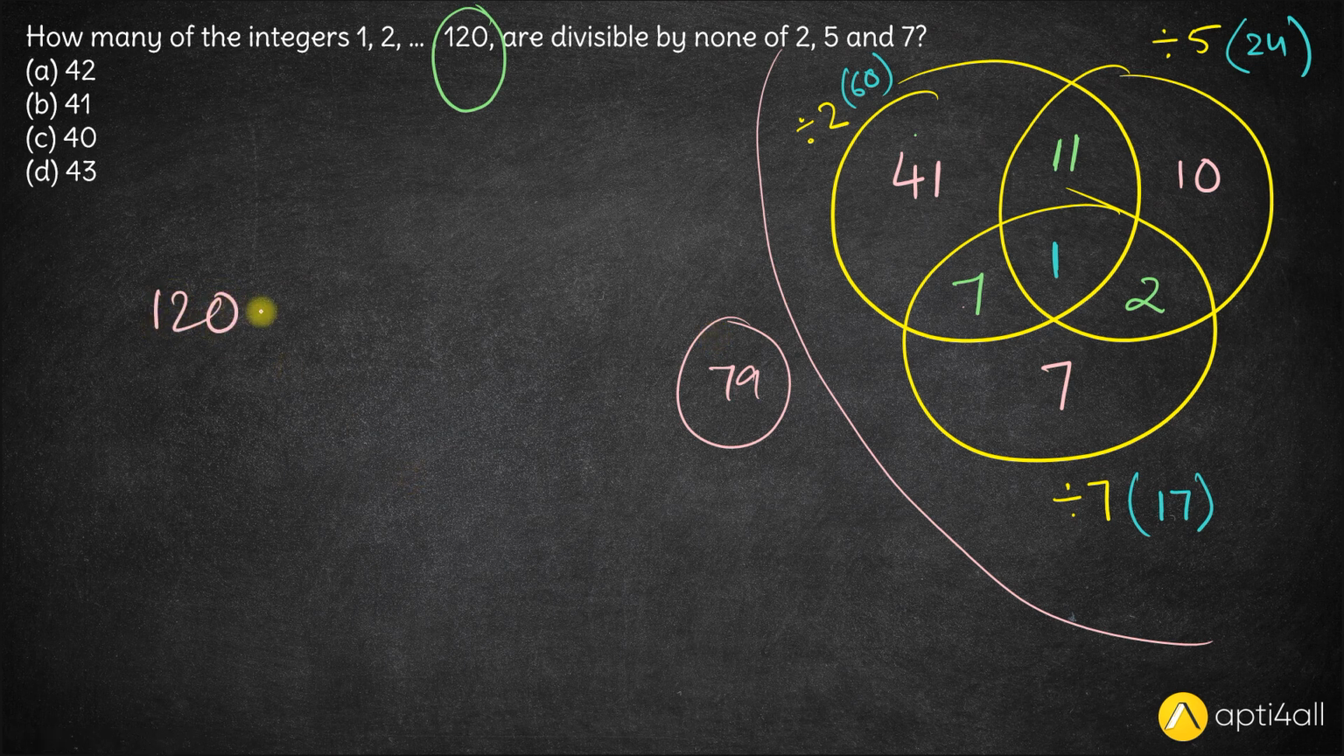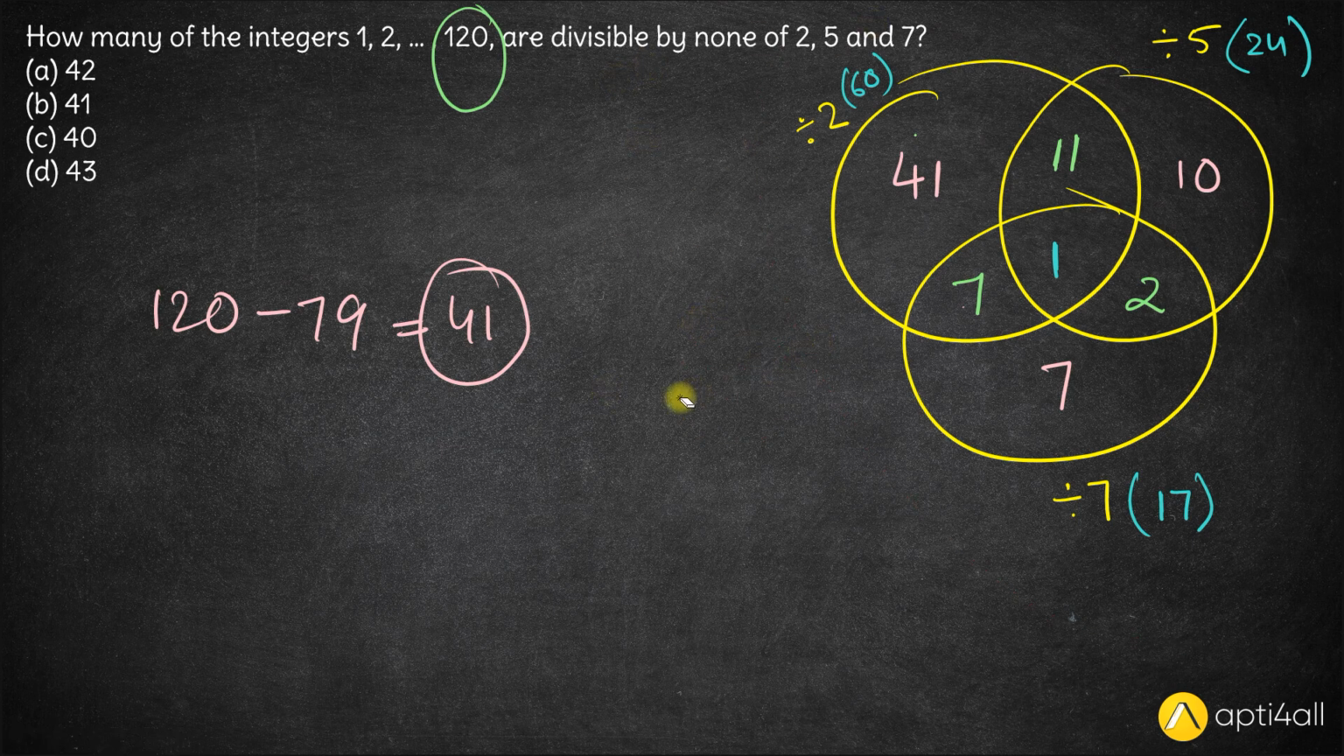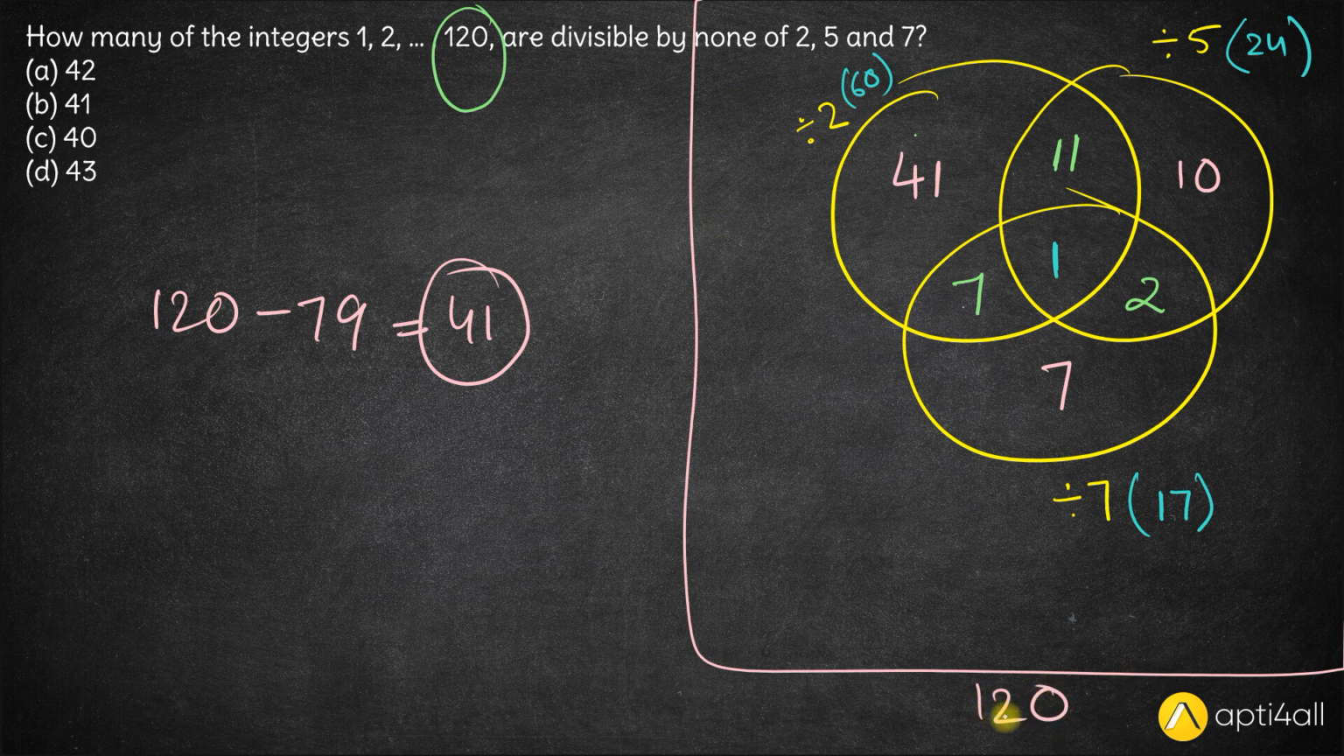So out of 120, if 79 are divisible by at least one of them, then 120 minus 79 is 41. 41 will be the number of numbers not divisible by any of these. If the universal set is 120 and there are 79 numbers inside all these circles, then there will be 41 numbers outside these circles, and these are the 41 numbers divisible by none of 2, 5 and 7. So the answer here is option B. Thank you.